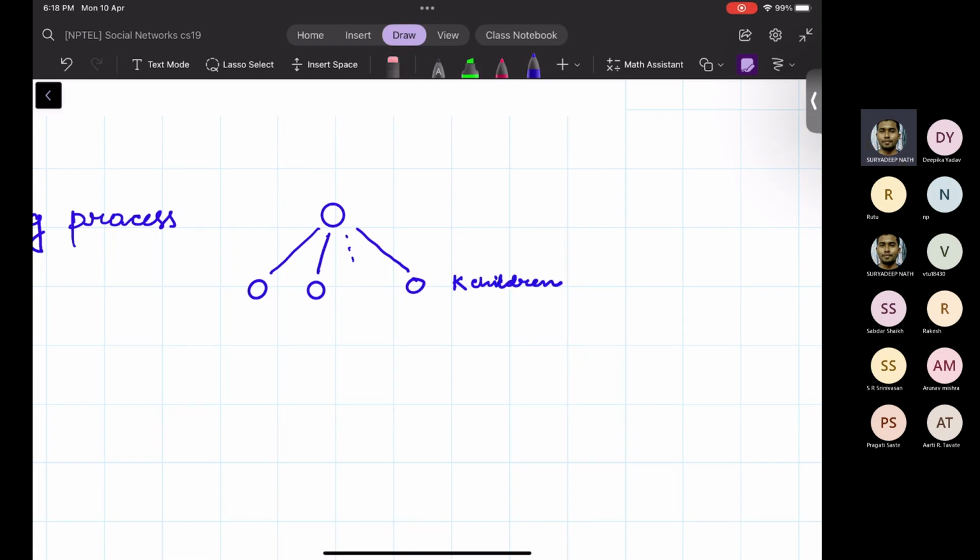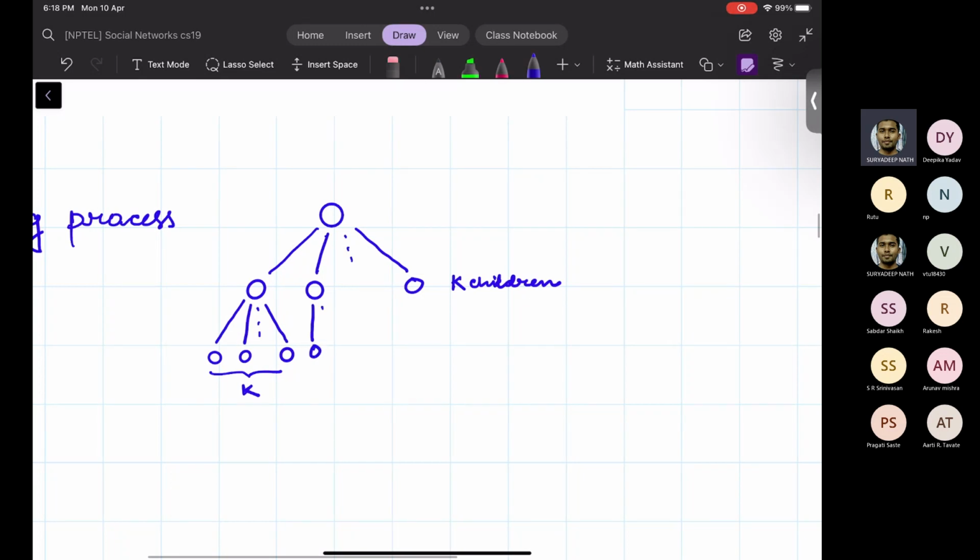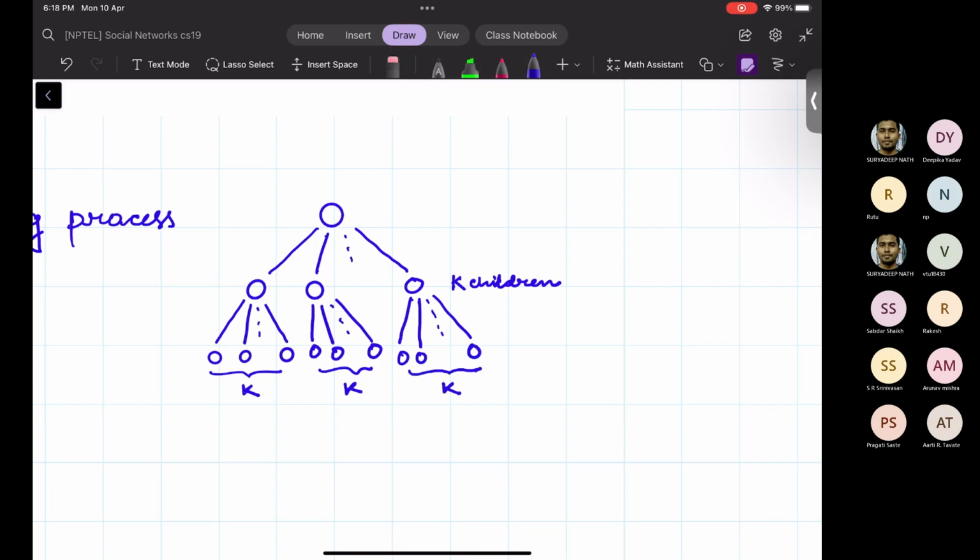Each of the children will again have k more children. So basically, it is a branching process. It looks something like this. This is k, and k, and this continues.